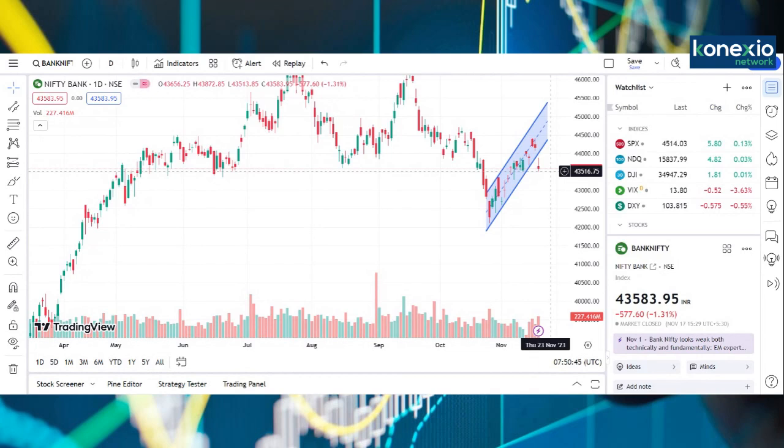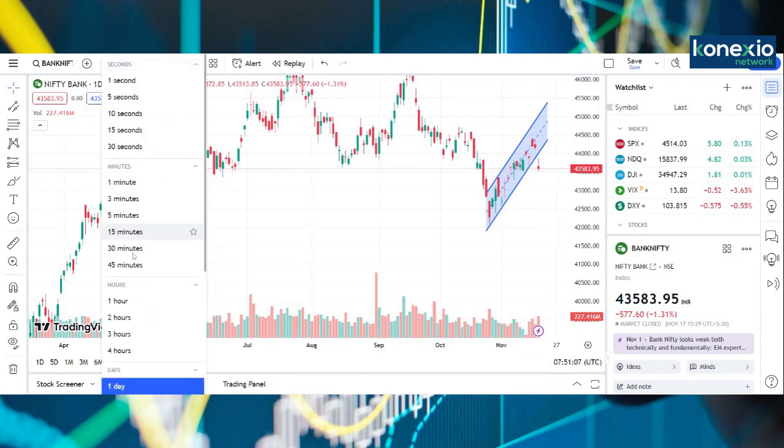So still the trend remains slightly weak, but again, as I said, 43,500 is the strong support, a multiple support zone. So we need to check on Monday how this particular level is defended by the bulls at those particular levels. So this is the daily chart.